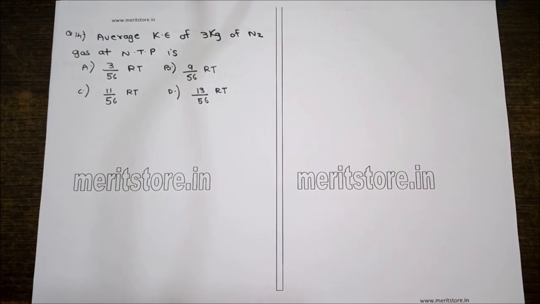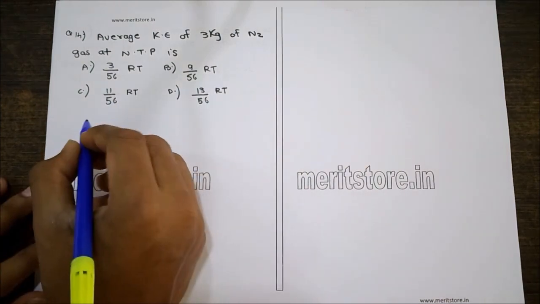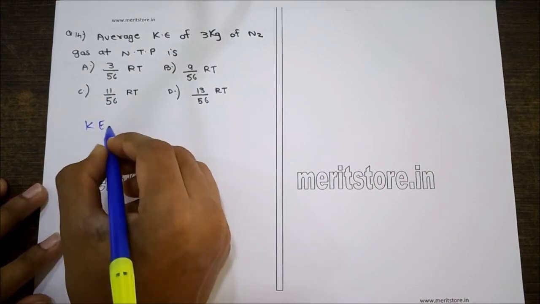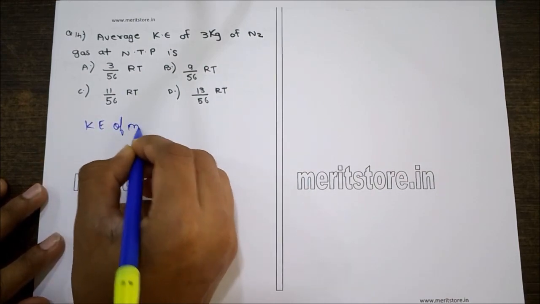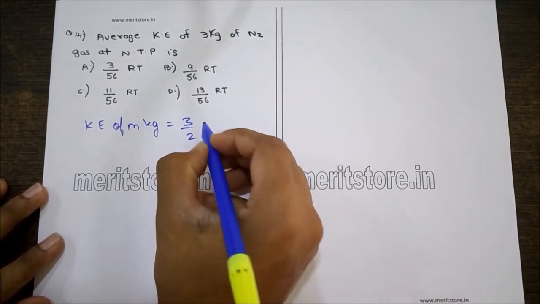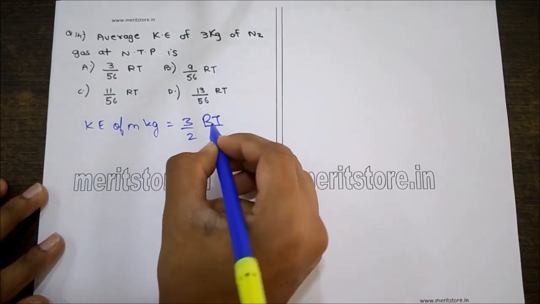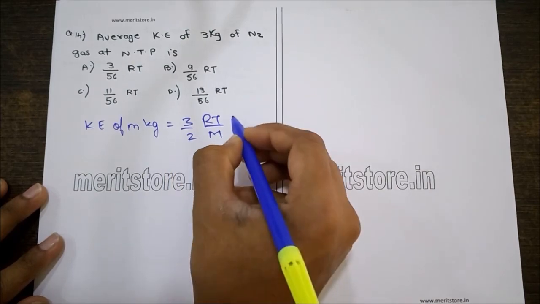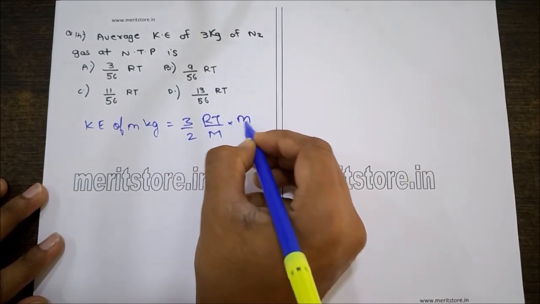Average kinetic energy of 3 kg of N2 gas at normal temperature and pressure is, the options given are 3 by 56 RT, 9 by 56 RT, 11 by 56 RT and 13 by 56 RT. So the formula for kinetic energy of m kg of a gas is given by 3 by 2 times RT upon the molecular mass into the weight.